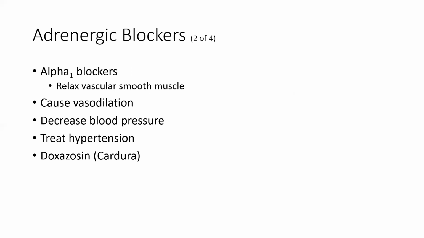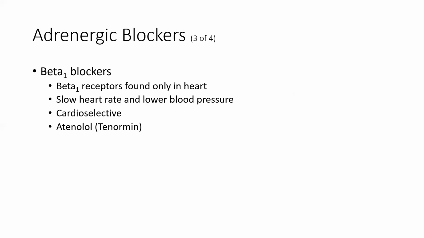It includes alpha-1 blockers. They relax the vascular smooth muscles. They cause the dilation of the blood vessels. They decrease the blood pressure in the body. They treat the high blood pressure. For example, doxazosin. Any azosins: doxazosin, terazosin, prazosin. These are the three drugs under that.